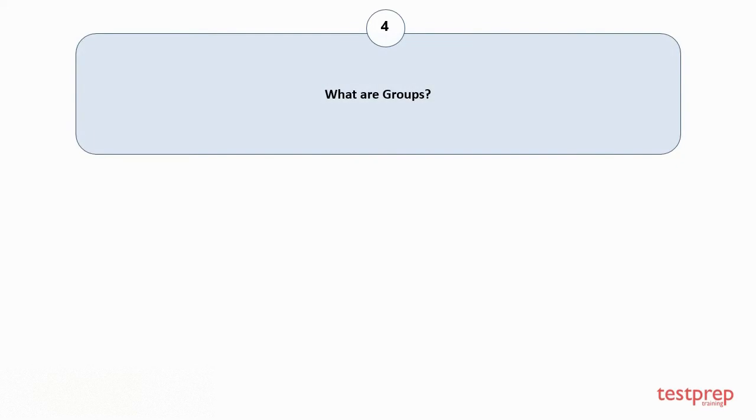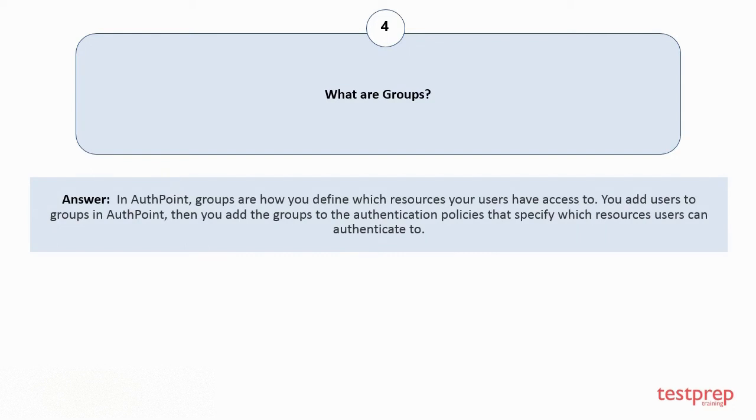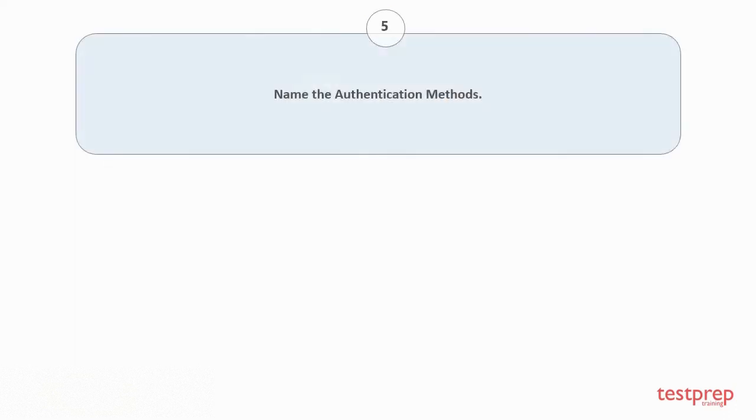Question number 4, what are groups? Your answer is: in Authpoint, groups are how you define which resources your users have access to. You add users to groups in Authpoint, then you add the groups to the authentication policies that specify which resources users can authenticate to. Question number 5, name the authentication methods.